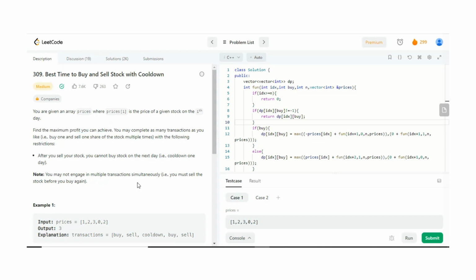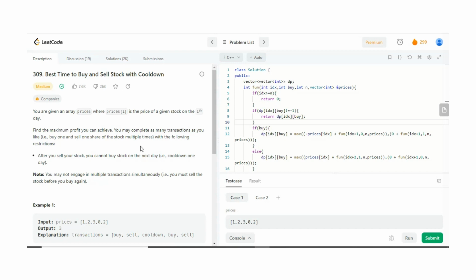We need to see some of the constraints that they have given. First, we need to buy a stock and we need to sell that stock. And after selling that stock, there is one condition that we cannot buy the stock on the immediate next day because that day is the cooldown day. So we need to maximize the profit and calculate the maximum profit that can be achieved.